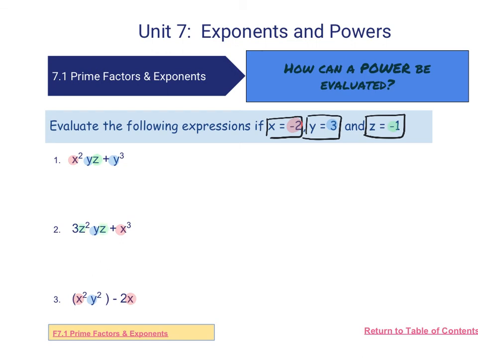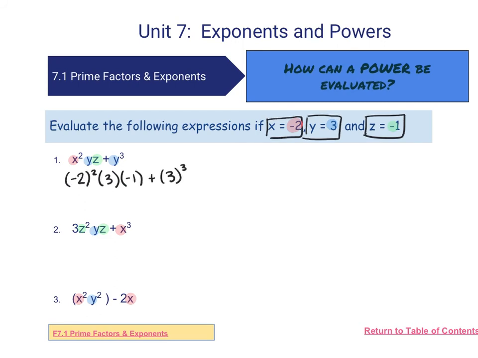And when I plug in, using parentheses is the best thing to do. Stick with that, especially if you have a negative. You want to make sure that you're doing the right thing. So this is -2 to the second power, times y, which is 3, times z, which is -1, plus y, which is 3 to the third power.